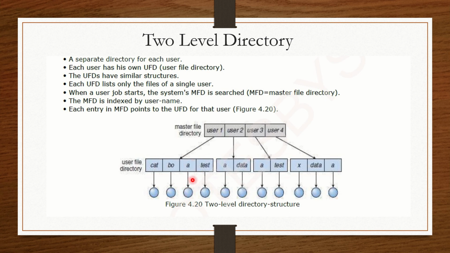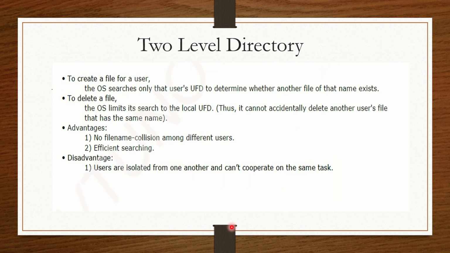See, this file is A. Okay, this file is test. See here, in this also they can have A, the same file with A, and this also they can have with test, because these are several directories. So they have to make sure that the same file name doesn't exist in the same directory, because it is not possible inside the same directory to create the same file with name A again. Okay, they can create the same name A in another directory. So that is why the OS limits its search to the local UFD, so that it won't delete another user's file that has the same name.